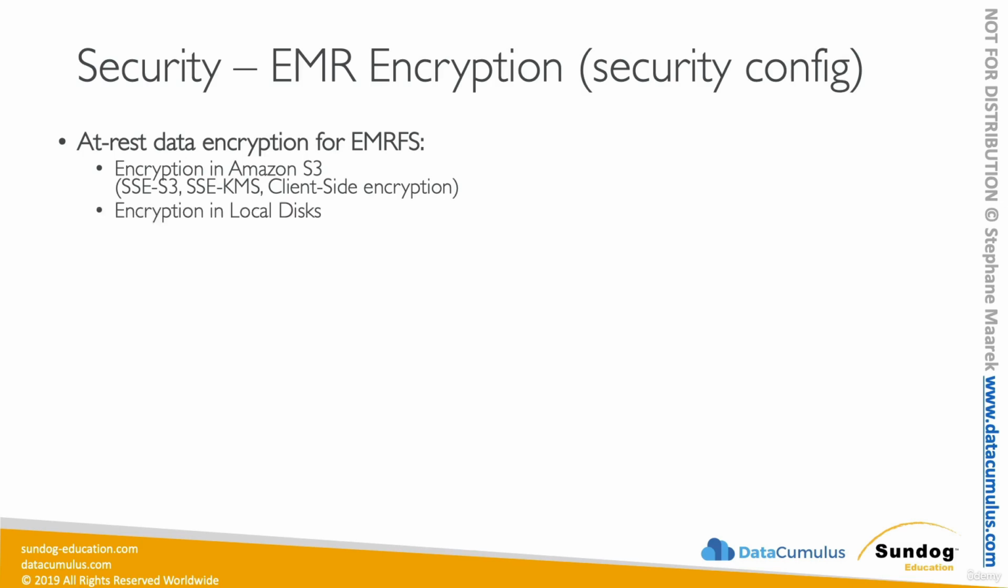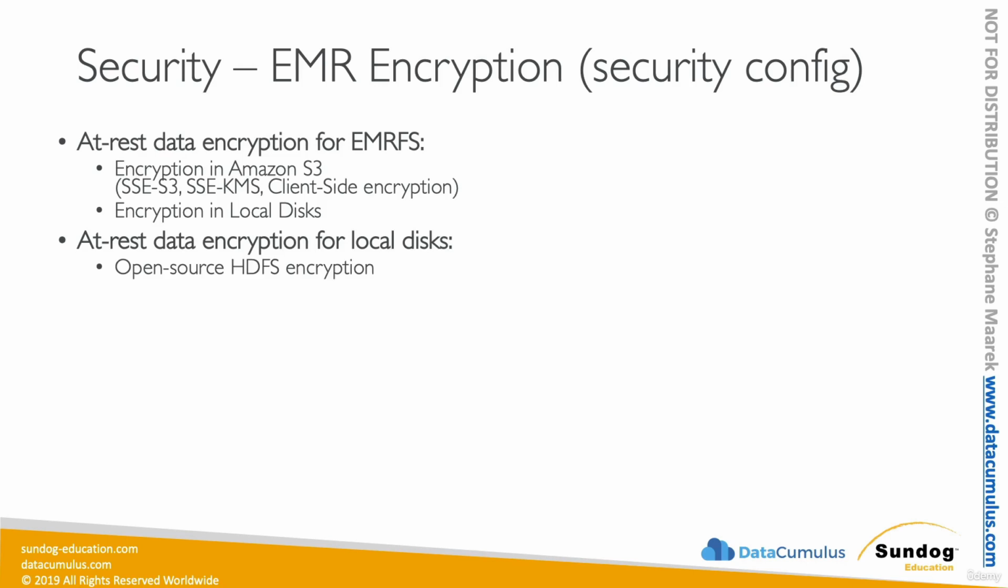You can also encrypt the data in your local disks. So using EMRFS, you have both the encryption happening on Amazon S3 and on your local disk. Let's talk about these local disks further. You have different kinds of encryption for your local disk. The first one is open source HDFS encryption, which is to rely on whatever encryption has been created for the Hadoop ecosystem and use that in your Hadoop cluster.